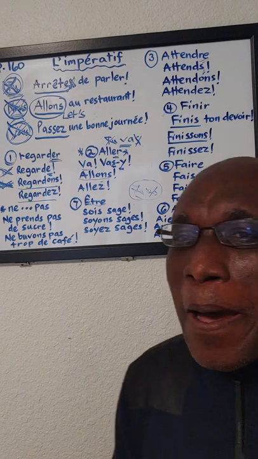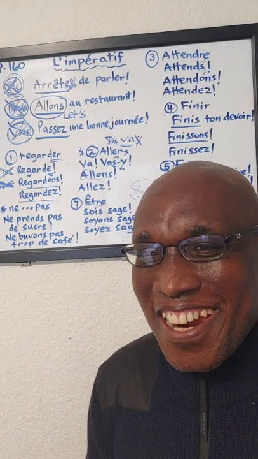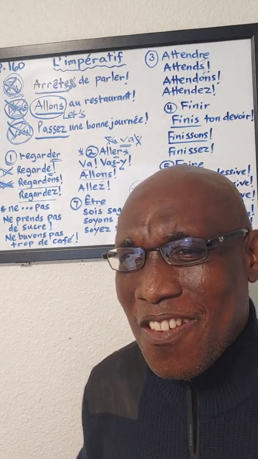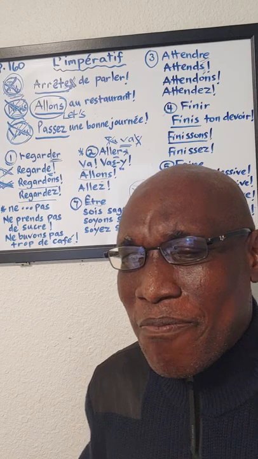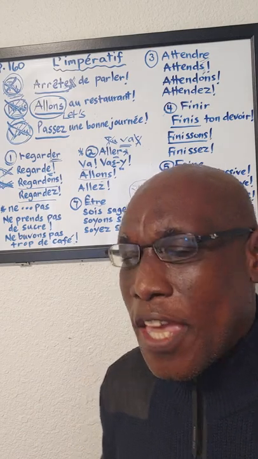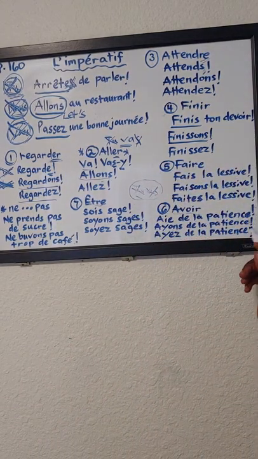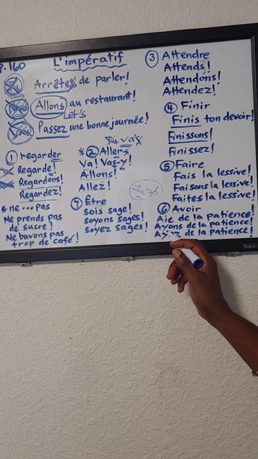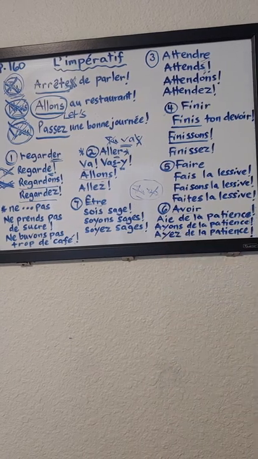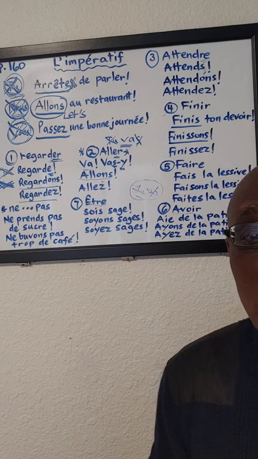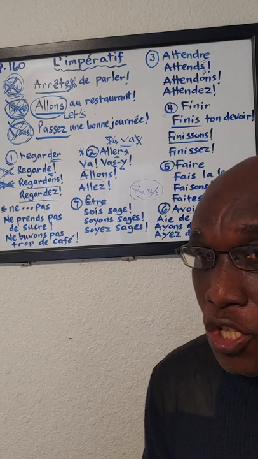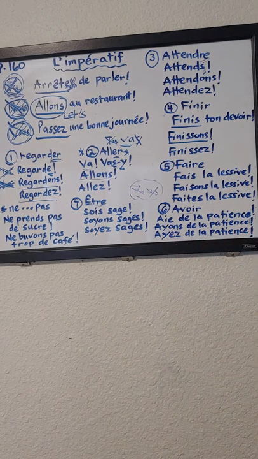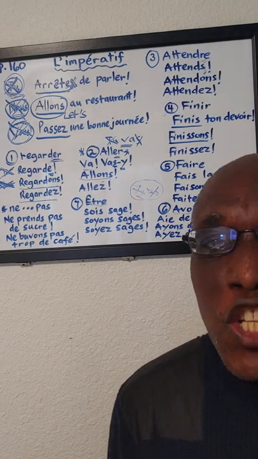Have some patience, right? You're talking to one of your students. Hey, cool down. Just have some patience. You will be okay. Et de la patience. Now, let's have some patience, right? Ayant. You know, the present tense form will be avant, right? You don't use that. It's ayant. Ayant de la patience. Let's have some patience.